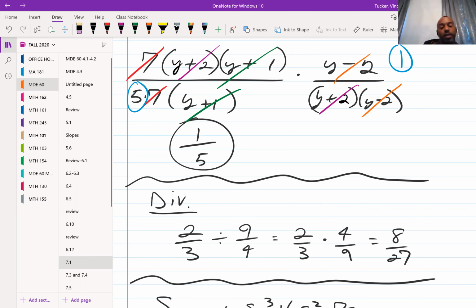All right, so that's what we did here, 2/3 divided by 9/4. We didn't look to cancel out anything while it's in its current state of division. Change to multiplication first, then once it's in multiplication, you look to see if you can cancel out anything. In this case, we could not, so then we just multiply across, which is 8 over 27.